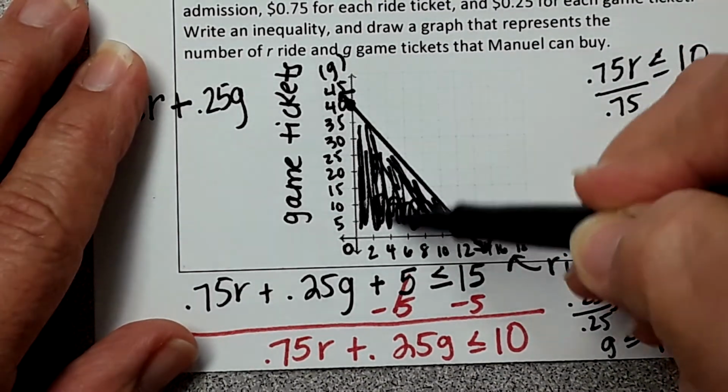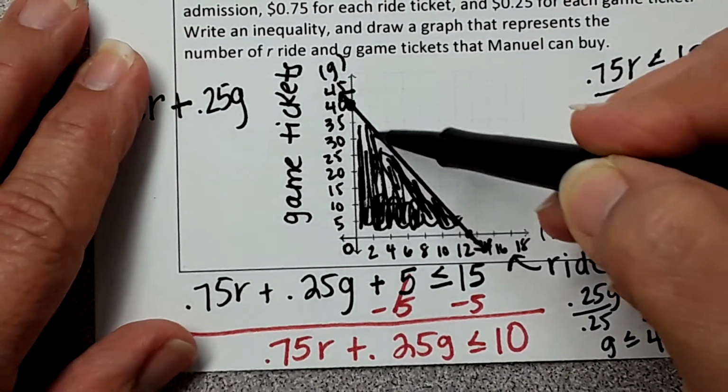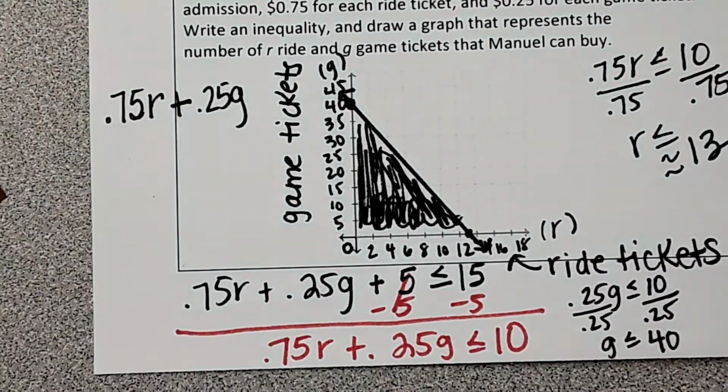So basically what that means, you guys, is that I can get a maximum of 13 ride tickets or a maximum of 40 game tickets. That's what I can do. And then anything in between. But I can't go over 13 ride tickets and I can't go over 40 game tickets. Okay? That's what that means.